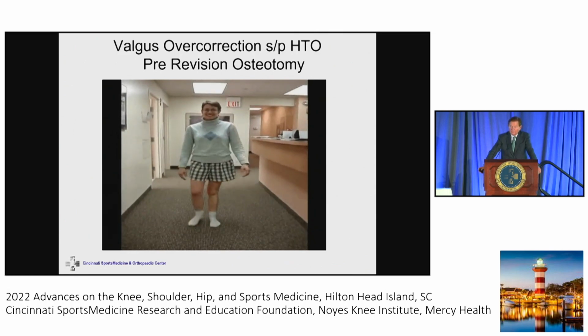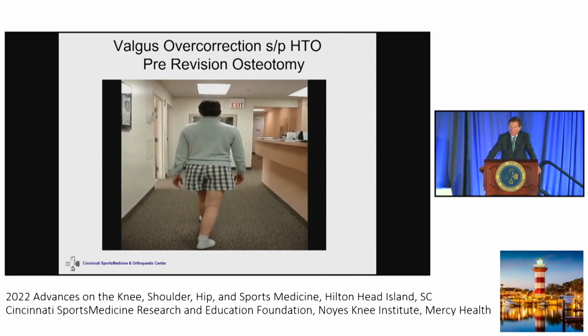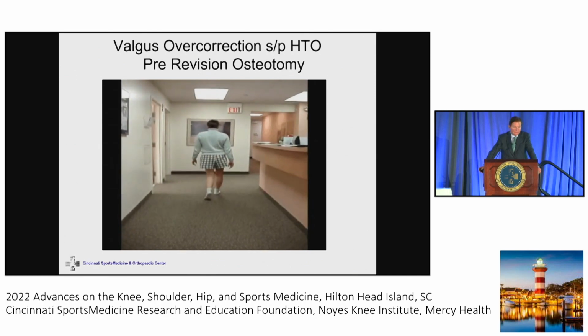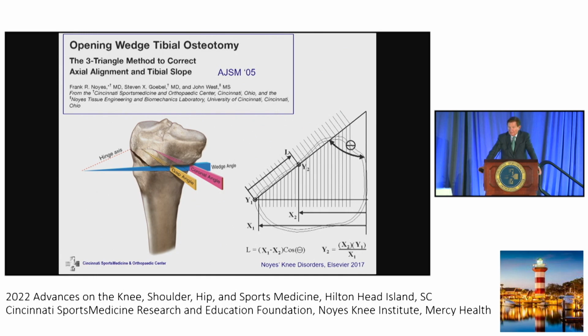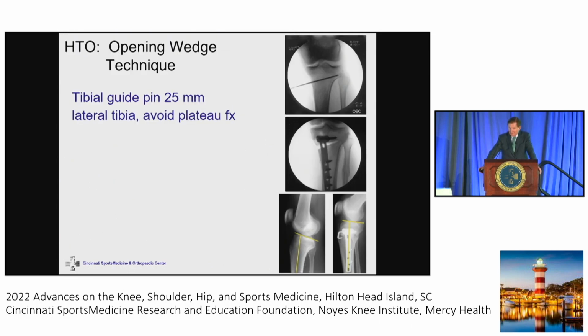And so I had to do a revision osteotomy on her. And that's a big procedure to do. So you have to be very careful with the measurement. We published this book on the 3-triangle method to correct the tibial slope. And so there are different geometry factors the surgeon has to take into account.